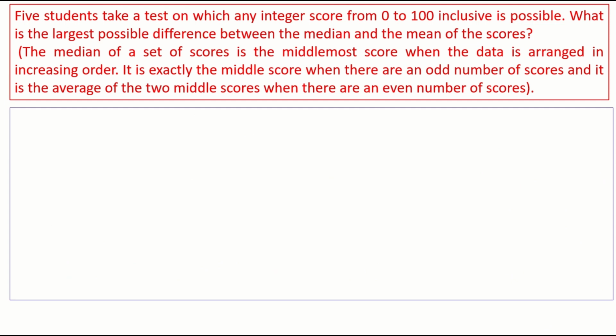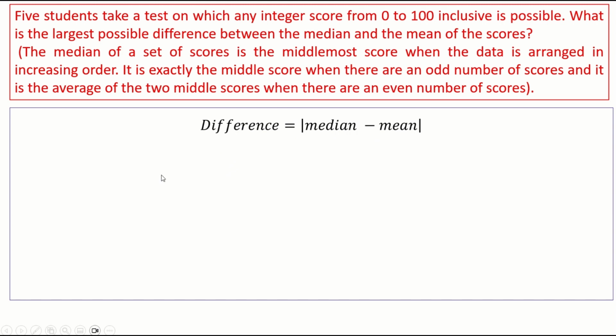Next. Okay. 5 students take a test on which any integer score from 0 to 100 inclusive is possible. What is the largest possible difference between the median and mean of the scores? As you know, mean is the average, and median is obtained by putting the scores in increasing order and picking the middle term. Since there are 5 students, the third number will be the median in increasing order. So the difference we need to find is the absolute value of median minus mean.